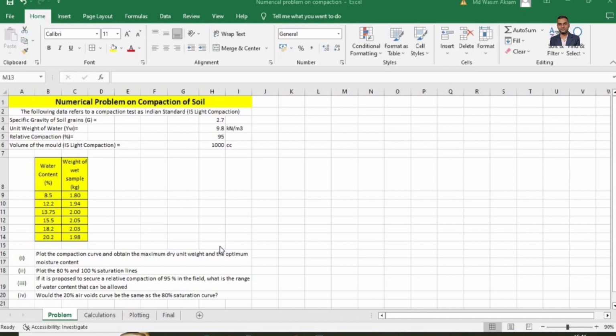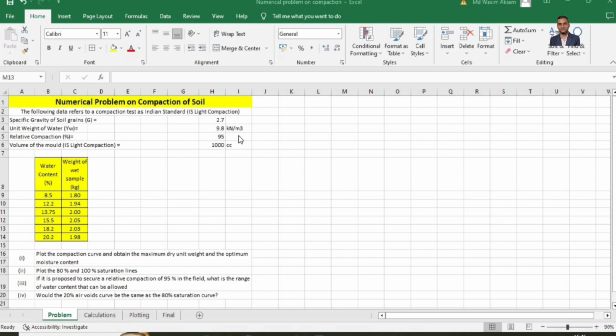Today we will discuss the numerical problem on compaction of soil. We have an example from a site, and the following data refers to a compaction test as Indian Standard IS light compaction. Specific gravity of soil grain is equal to 2.7. Unit weight of water, gamma W, is equal to 9.8 kilonewton per meter cube. It is a constant. We usually take it as 1 gram per cc or 9.8 kilonewton per meter cube.